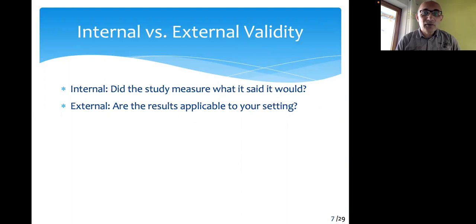There are two kinds of validity: internal versus external validity. Today we are going to discuss internal validity. That means, did the study measure what it said it would, what it was intending to measure? Is it really trustable? Is it really measuring what we wanted to measure? Of course, after proving that your evidence is internally valid, you should also look for external validity. That means, are the results applicable to your own settings?